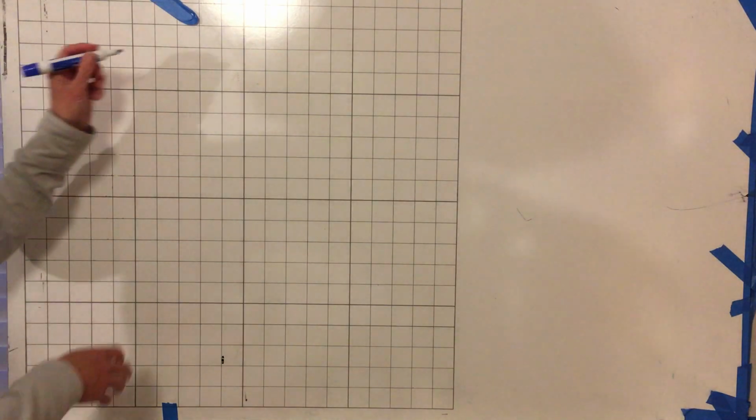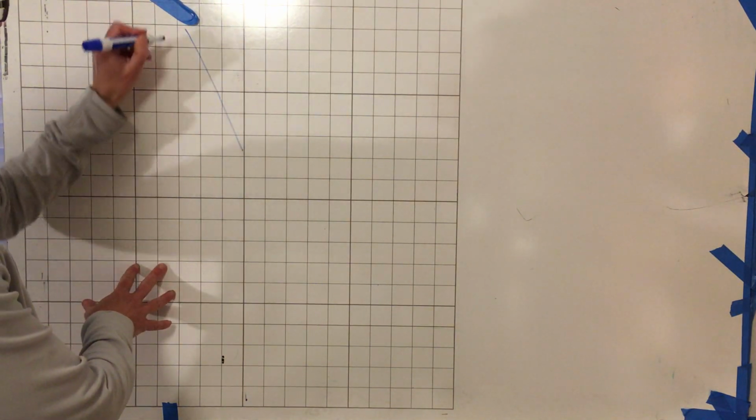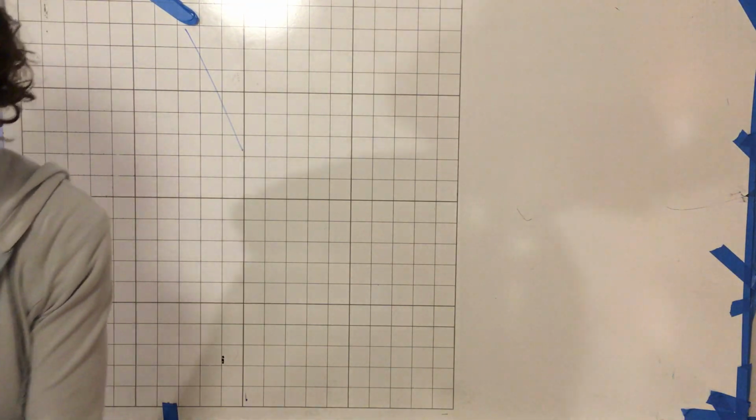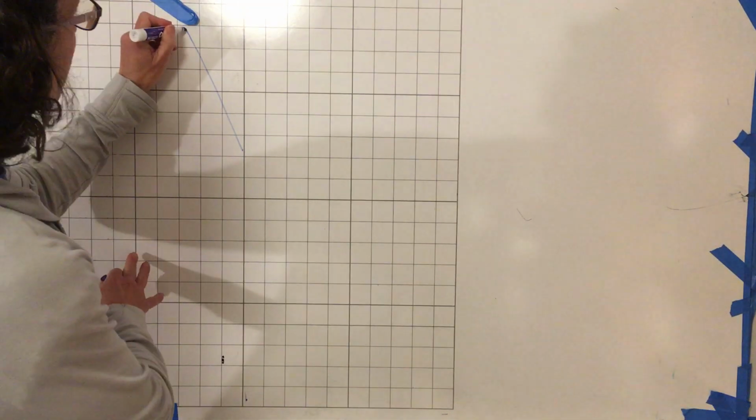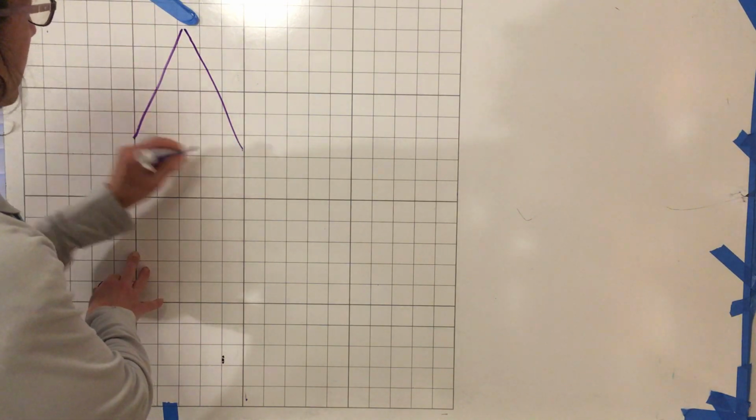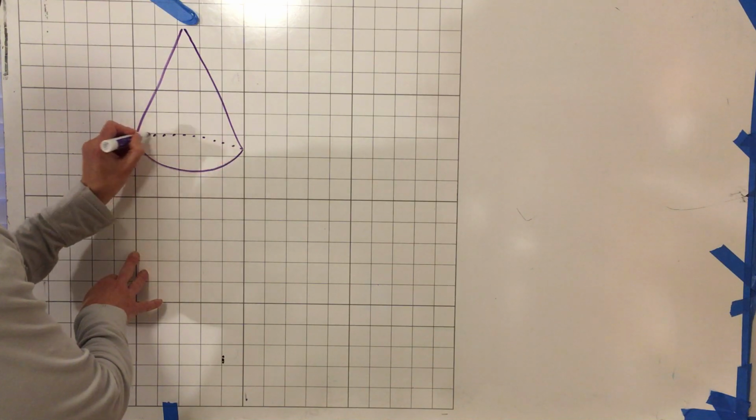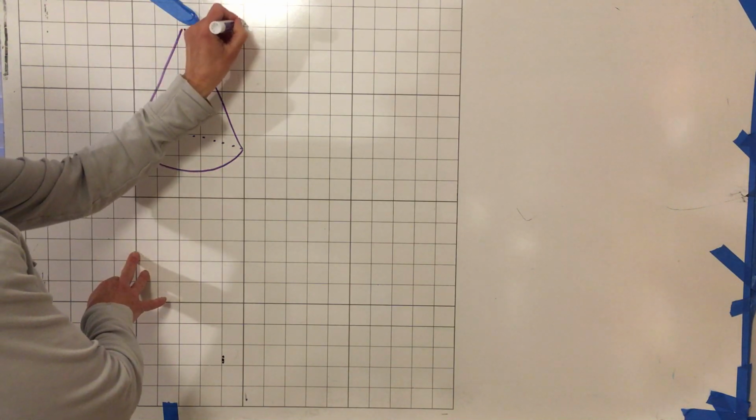First thing we're going to do is just practice drawing a cone. So remember, when you draw a cone, you go straight down, curved circle, and dotted line. Okay, so this is a cone.